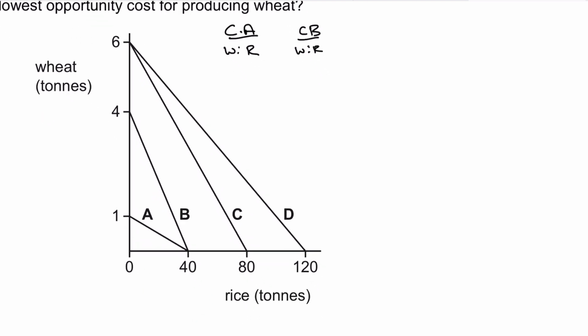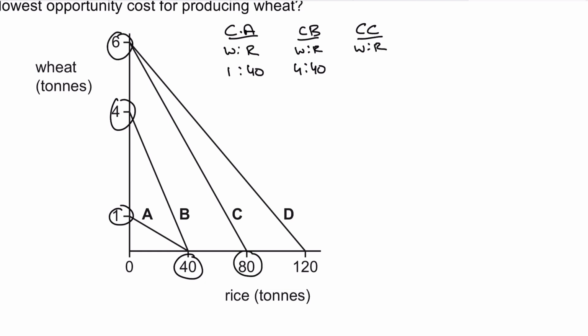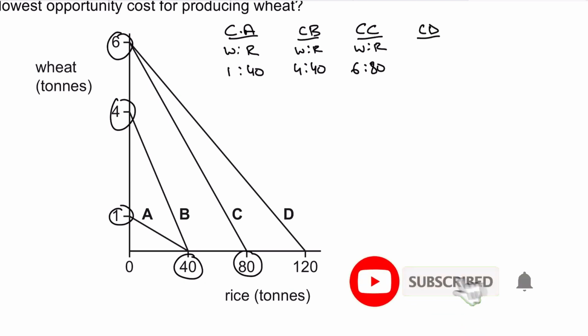It shows, for country A, that the maximum wheat that can be produced is 1, while the maximum rice that can be produced is 40. For country B, the maximum wheat is 4, while the maximum rice is 40. For country C, the maximum wheat that can be produced is 6, and the maximum rice is 80. For country D, the maximum wheat is 6, and the maximum rice is 120.